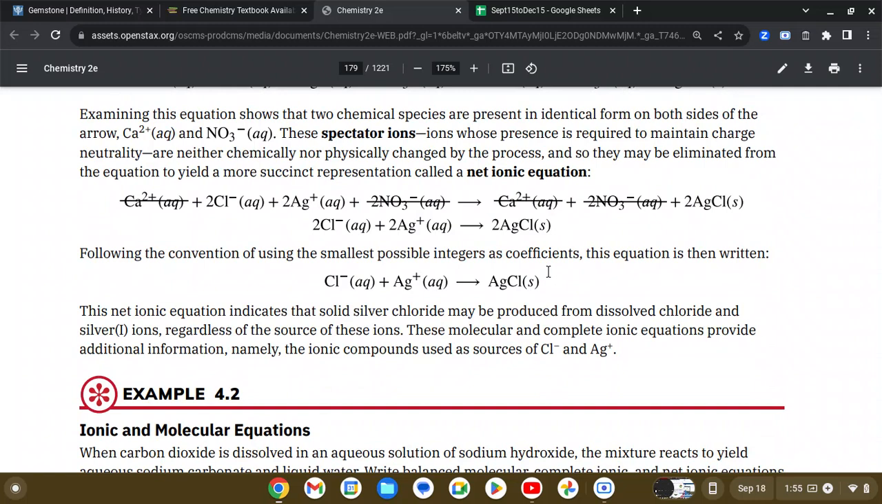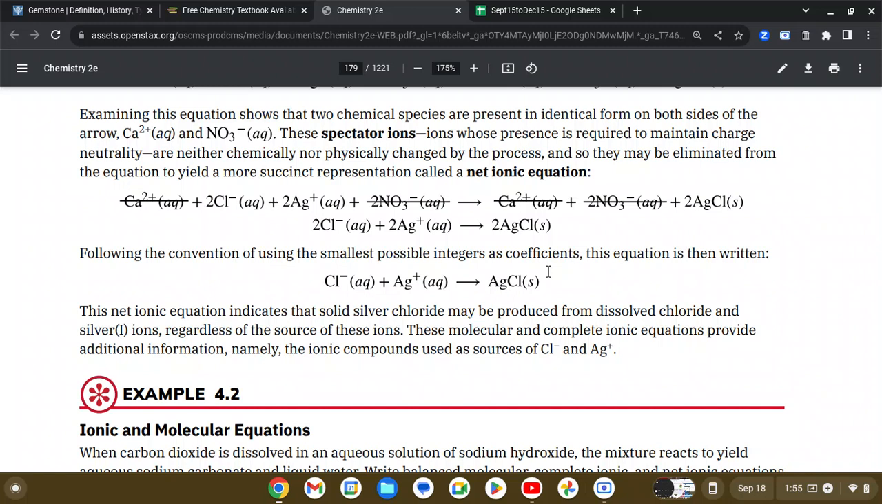Examining this equation shows that two chemical species are present in identical form on both sides of the arrow: calcium ion and nitrate ion. These spectator ions, whose presence is required to maintain charge neutrality, are neither chemically nor physically changed by the process, and so they may be eliminated from the equation to yield a more succinct representation called the net ionic equation. Basically, what they do is eliminate on both sides the same ions that don't form a solid or a liquid or any separated structure.